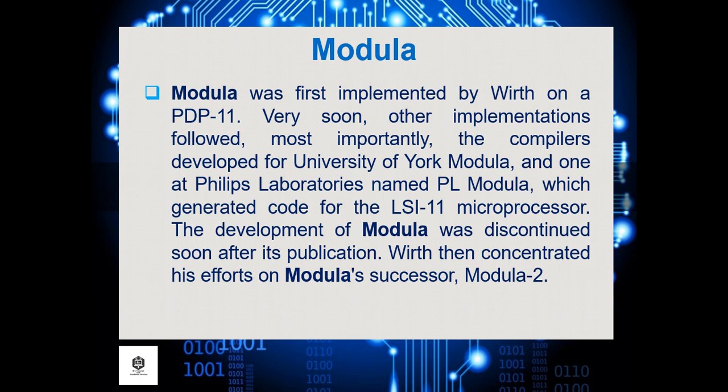Very soon, other implementations followed. Most importantly, the compilers developed for University of York Modula and one at Philips Laboratories named PL Modula, which generated code for the LSI-11 microprocessor. The development of Modula was discontinued soon after its publication. Wirth then concentrated his efforts on Modula's successor, Modula-2.